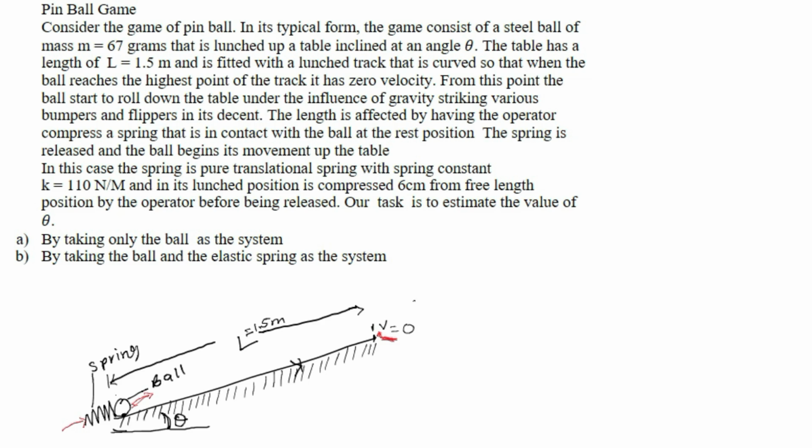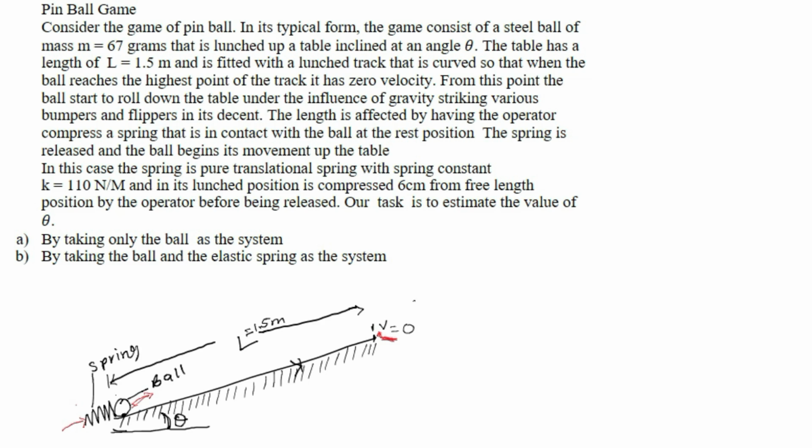In this case, the spring is a pure translational spring, with spring constant k equals 110 Newton per meter, and in its launch position is compressed 6 cm from the pre-launch position by the operator before being released. So the operator will compress the spring to 6 cm and then release it. The moment he releases it, the energy stored in the spring is converted into the kinetic energy of the ball and it will start moving up.